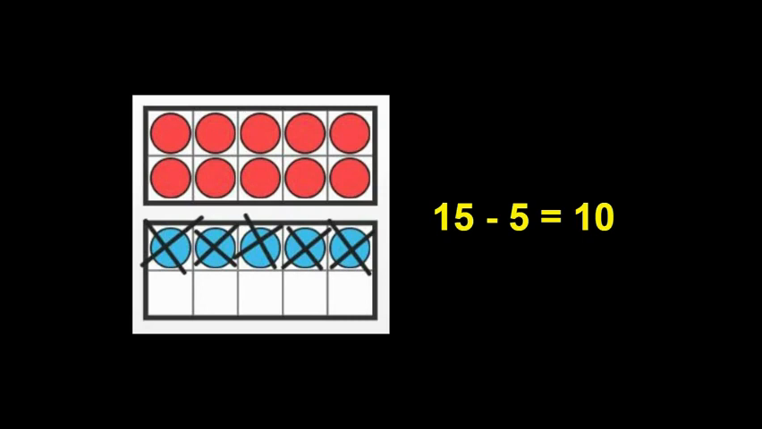How many did you see? Take away 5. How many will be left? You're right. 15 take away 5 equals 10. Great job, mathematicians. Okay, the next ones, you're going to be taking a different number away. It won't be a 10. I think it might be a little more of a challenge, but I know you can do it. So here is the first one.